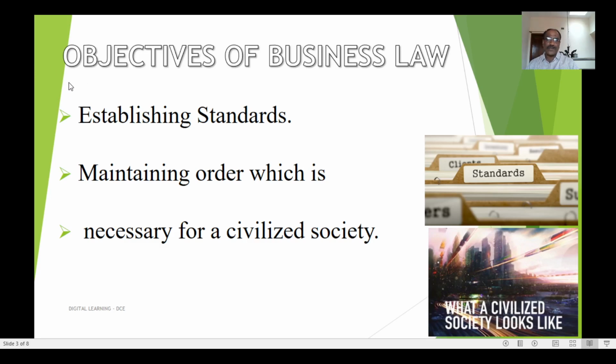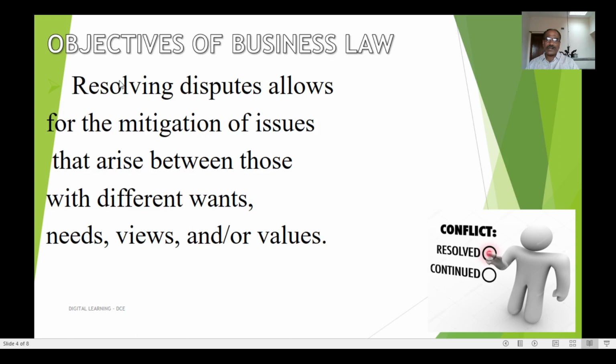The objectives of business law include: number 1, the establishment of standards. Number 2, the maintaining of order, which is necessary for a civilized society. One more objective is that it resolves disputes, which allows for the mitigation of issues that arise between those with different wants, needs, views and other values.